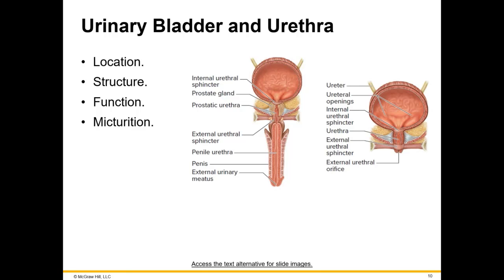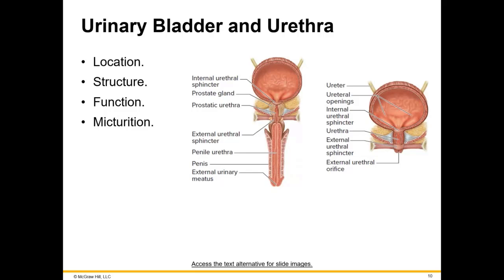The urinary bladder stores urine prior to excretion. So again, this is like our holding area, containment area. The urethra transports urine from the urinary bladder to the outside.